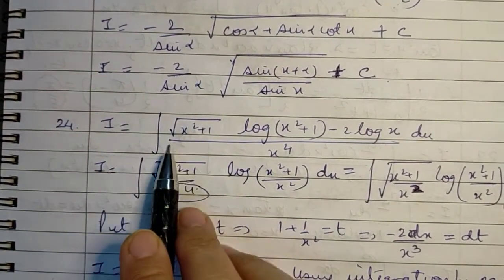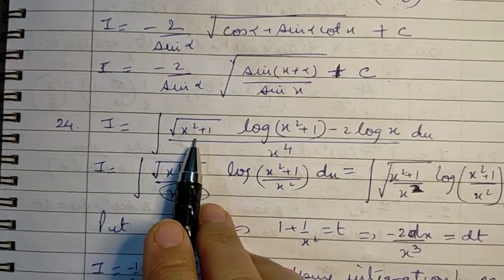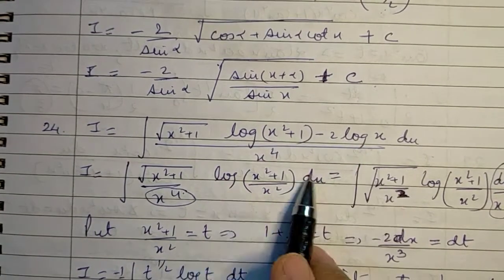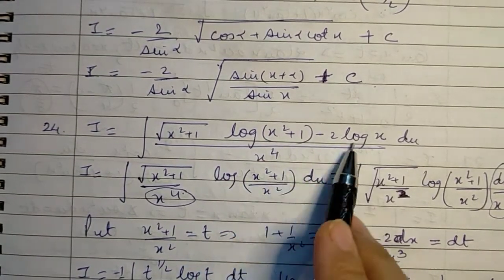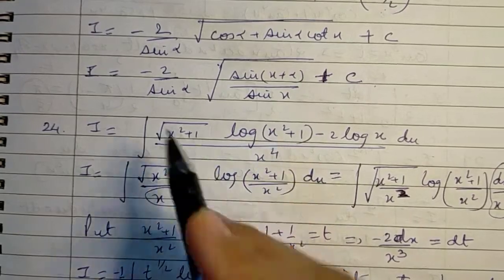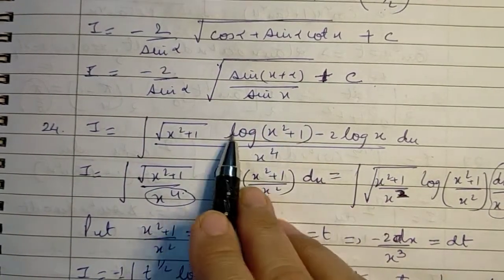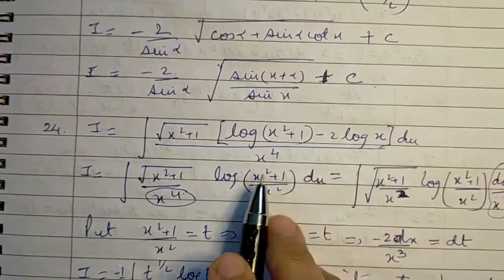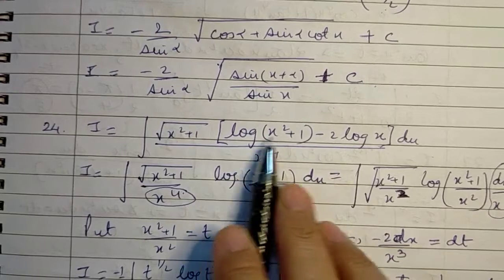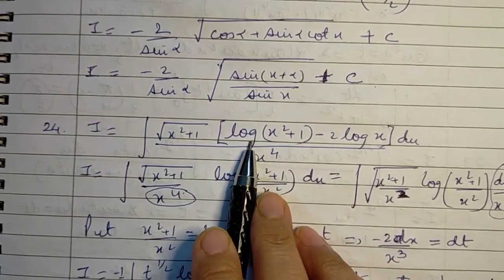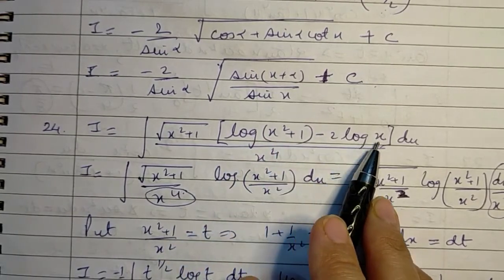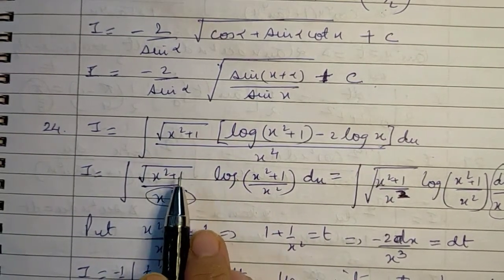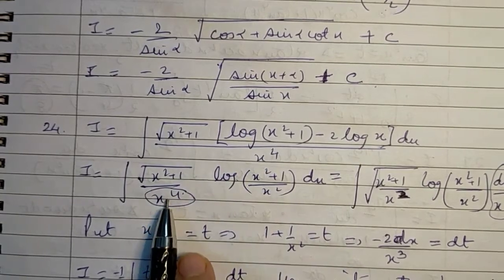It says that I is equal to integral of square root of x squared plus 1 into log of x squared plus 1 minus 2 log x, whole upon x raised power 4. So let's first simplify this integrand, again as in the previous two questions. So what do we get? Now here we have it like this within brackets. So first we simplify the log function. It gets simplified to log of x squared plus 1 upon x squared. And it is already multiplied to square root of x squared plus 1, and x raised power 4 is in the denominator.